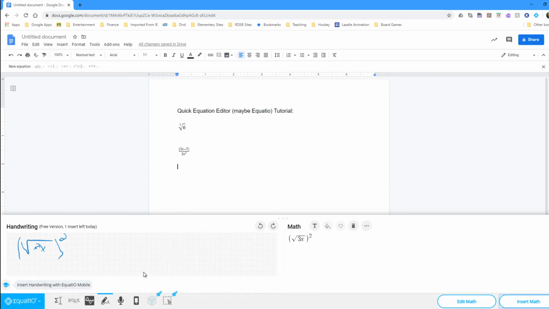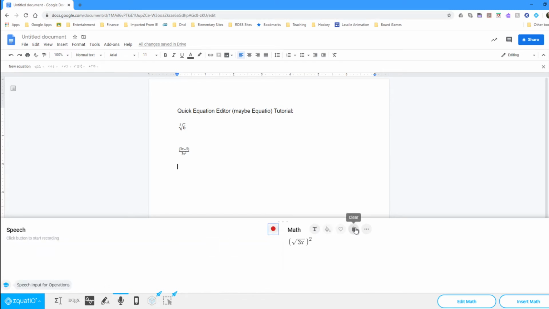Okay. The other one that I wanted to show you is the speech input. So I'm going to delete this. Now, as soon as I press the record button, it's going to start recording my voice and transforming my words into an equation. Now, you've got to remember to press pause when you're not speaking math words, okay? But it's pretty good. Now, when you usually click on it the first time, if you're on a PC, it's going to ask you to enable your microphone for Equatio, okay? I already did that, so it shouldn't do it again, I don't think.